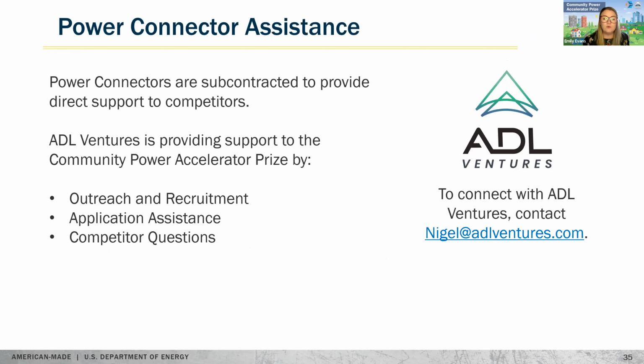A final note on phase one, the Community Power Accelerator Prize has partnered with the American-made Power Connector ADL Ventures, who is providing support to competitors in the Community Power Accelerator Prize. They're helping us with outreach and recruitment, making sure that the word is getting out to the entire community solar community. They are helping with application assistance and competitor questions. If you have a question or want to bounce an idea off of ADL, you're more than welcome to reach out to them. They cannot write or redline your applications, but they are certainly there for questions.